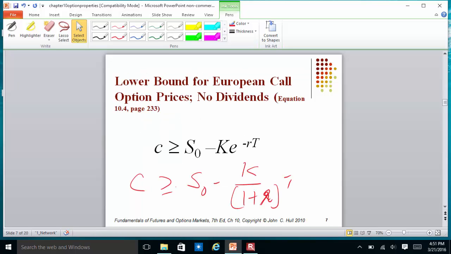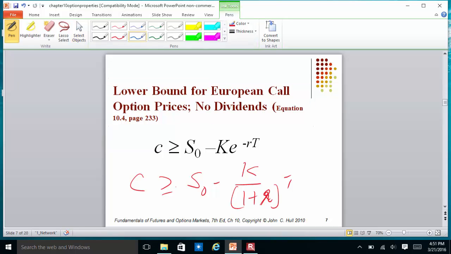Now here we have the lower bound for European call option prices, no dividends. And what we said before was the call is given by the maximum of 0 and the difference between the stock price and the strike price. So this is what happens at the end. Now what happens before the end?